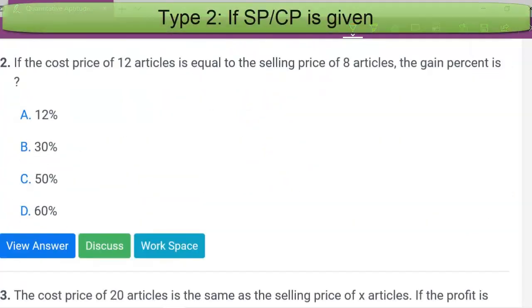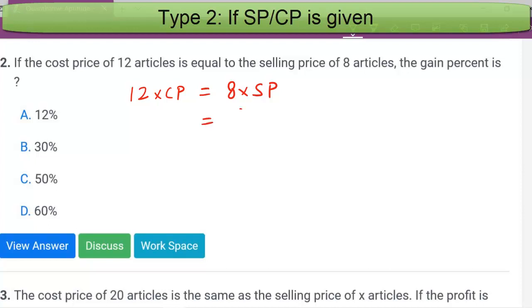This is again a different type of question, question number 2. Here it is given that the cost price of 12 articles is equal to the selling price of 8 articles. So find the gain percent. This is again a simple question but a different type of question.